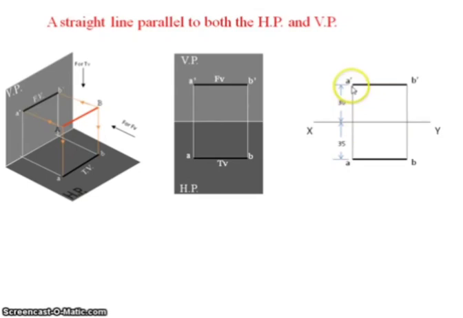And here you also have to mention the length of the straight line in the front view. Locate the length of the straight line in the front view as per the question given. In the question, if it is given as 50 mm, then locate the length of the straight line AB as 50 mm by using the dimension lines. So this is the second case, where the line is parallel to both the horizontal plane and the vertical plane.